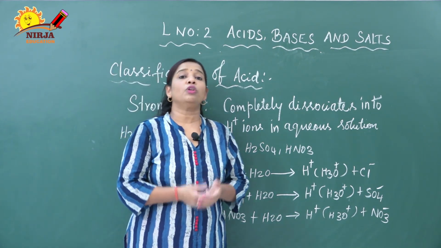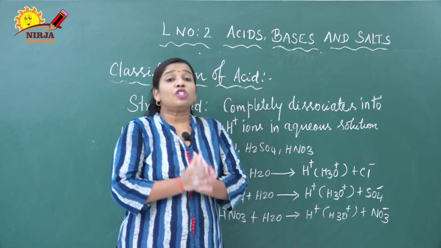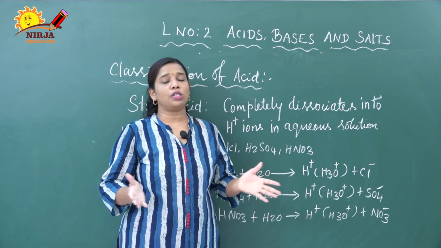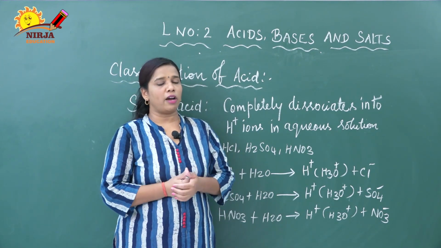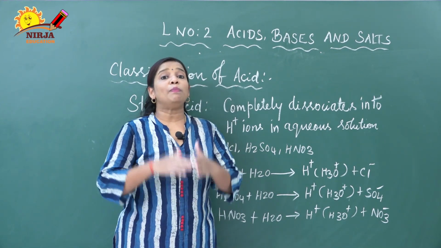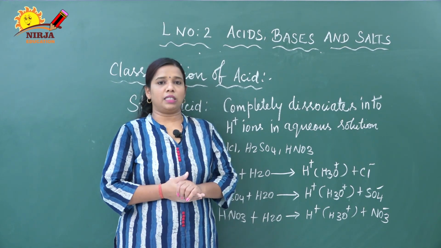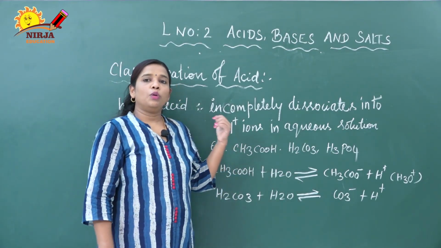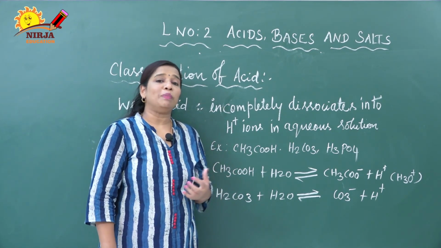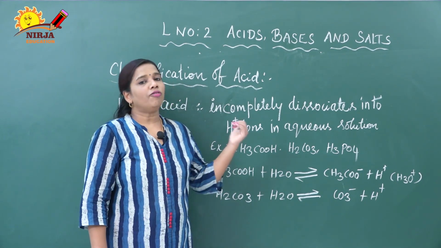Next we are going to discuss weak acid. What a weak acid means is one which does not dissociate completely. The strong acid completely dissociates into H plus ion or hydronium ions, but weak acids do not dissociate completely. So incomplete dissociation happens, and those acids are called weak acids. Once again I repeat, what is weak acid? Weak acid is one which does not dissociate completely into H plus ion in aqueous solution. Those acids are called weak acids.